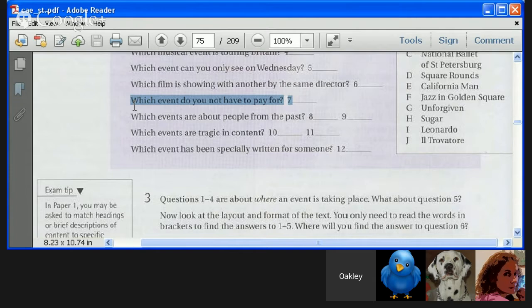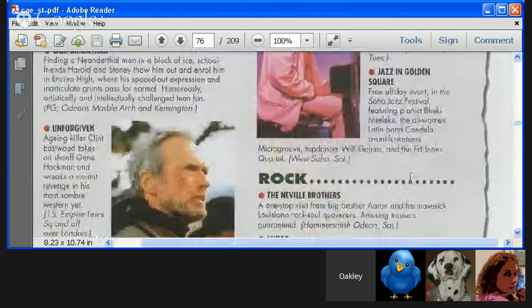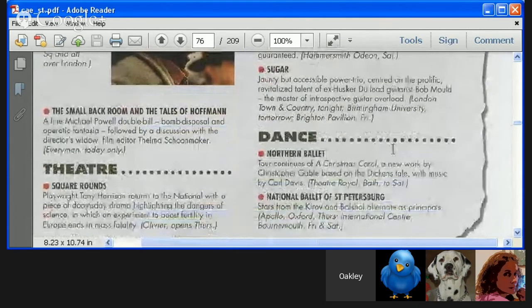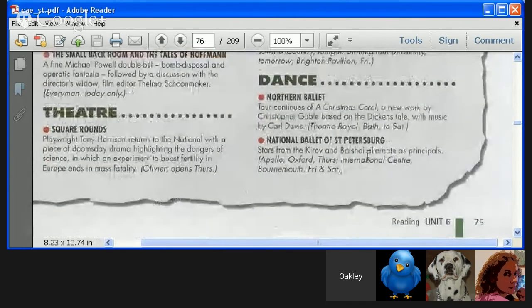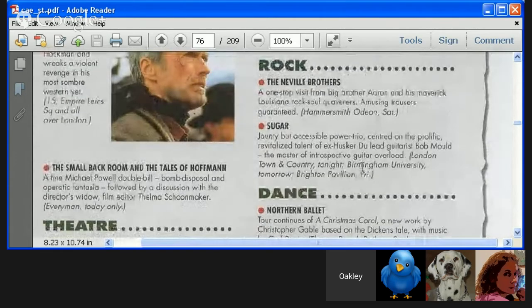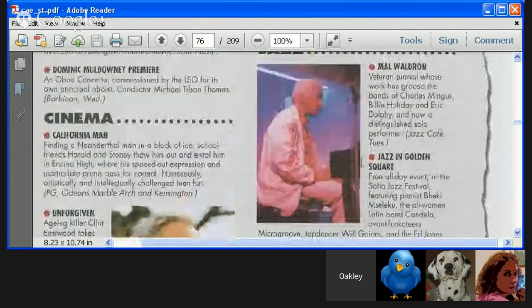What are you going to scan for in this question? Which event do you not have to pay for? All right, free. Okay, now that seems quite basic. Free. All right. Can we find it? Free. Free. Free. Where is it? Or possibly complimentary. Exactly. So there may be more than one answer. Aha! Free. There it is. Did you find it? Free all-day event.